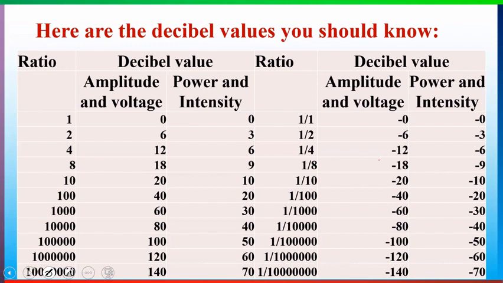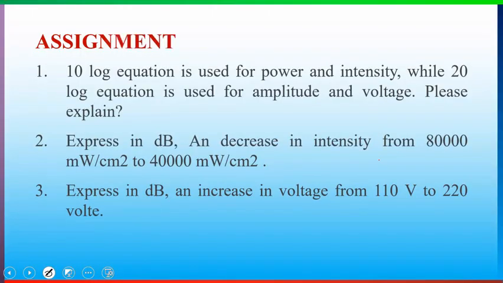So if there is any ratio and the change occurs by a ratio of 1 or 2 or 4 or 8, that can be expressed in amplitude as 0 decibel, 6 decibel, 12 decibel, 18 decibel, and so on. And if that change occurs in power, that will be equal to 0, 3, 6, 9, and so on. And if these are reciprocal numbers, then the change will be negative. So that is too easy. There is nothing difficult to explain much more.